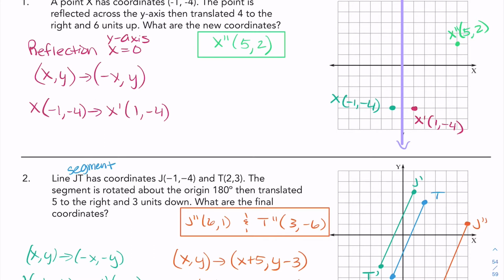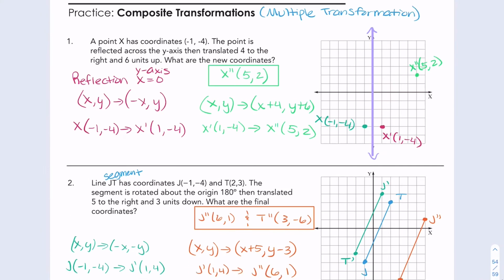And then this other one was a translation rule, x, y mapped onto x plus 4, y plus 6. So X prime at 1, -4 ended up becoming X double prime at 5, 2. That was good for that one.